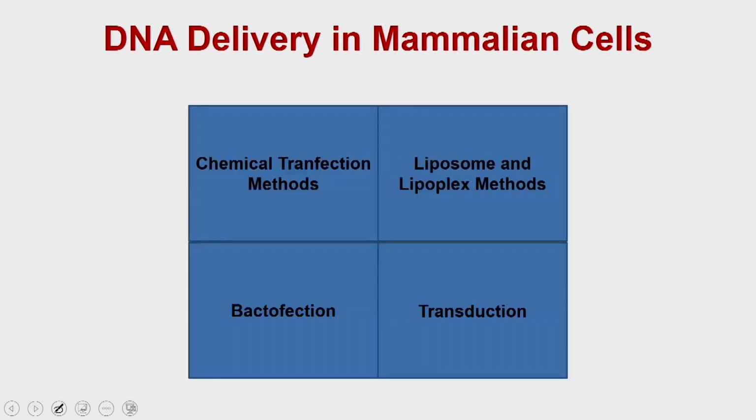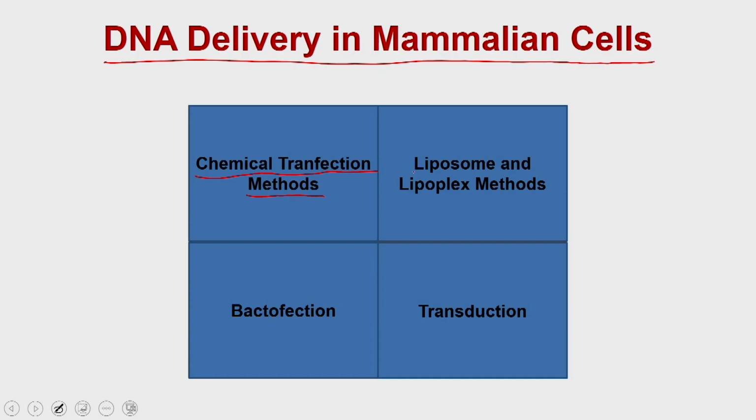For DNA delivery in the mammalian cell, people are mostly utilizing 4 different strategies. Strategy number 1 is called the chemical transfection methods. In the chemical transfection method, people are using different types of chemicals, and these chemicals make complexes with the DNA, and as a result they will be taken up by the cells.